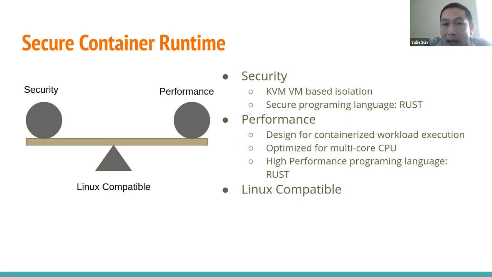For Quark, security is based on KVM, that's virtual machine based isolation, and we are also using a secure programming language, Rust. For performance, we designed it dedicated for containerized workloads, optimized for multi-core CPUs, and using the high performance language Rust. Our goal is to provide Linux compatibility. So far, we have already implemented more than 210 system calls. In future, we will add more system calls and provide more compatibility.